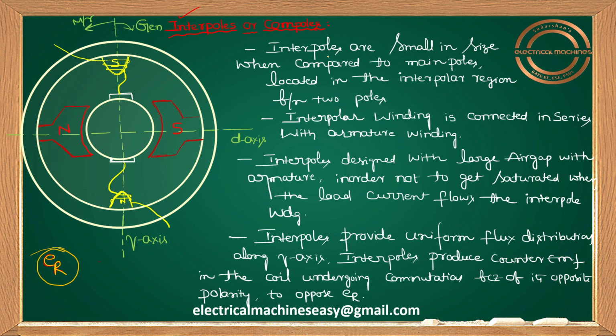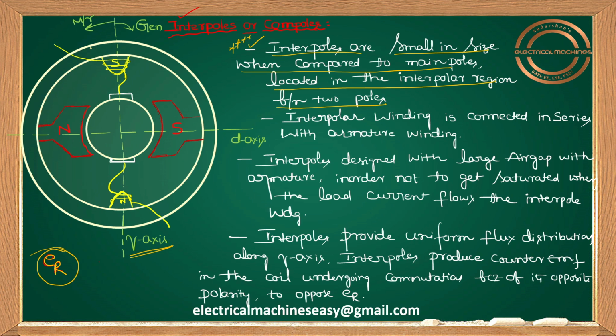Interpoles, or compoles, are small in size when compared with the main poles. My question is, where do you have to place interpoles? Tell me first where you are getting sparking at the brushes. The brushes are shown along the Q axis. Therefore you have to place interpoles or compoles along the interpolar region, or the Q axis, or the brush axis. They are located in the interpolar region between two poles. Very important, note here: interpoles are small in size, and they are placed along the Q axis, or interpolar region. That's a very important point.